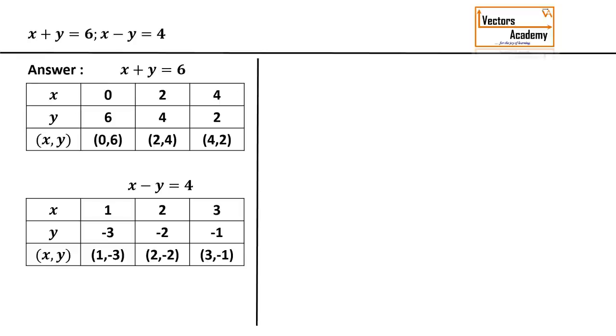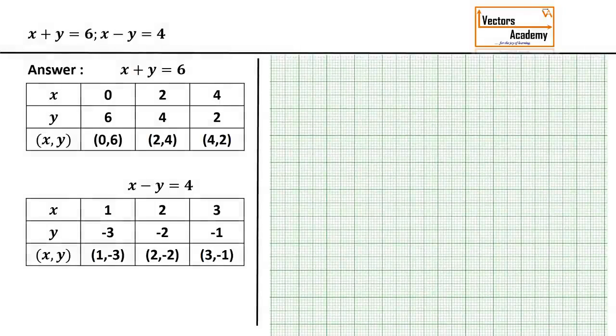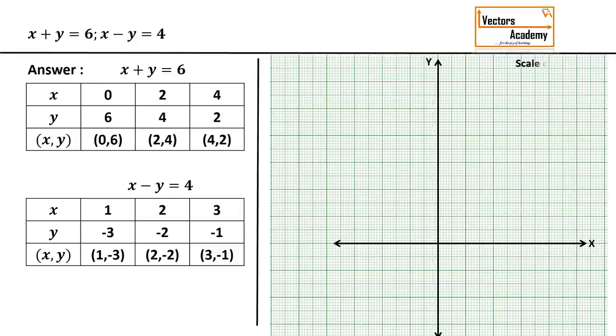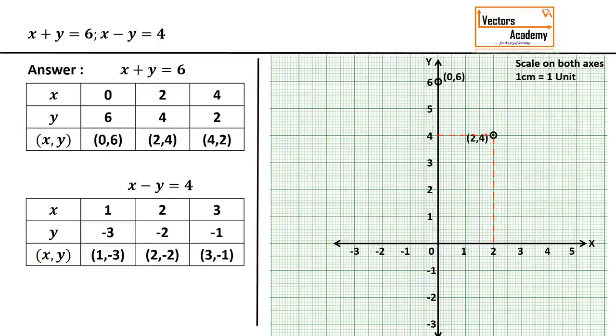Once we have made the table for both the lines, now we can take our graph paper and plot these lines. Now we have the x-axis and the y-axis. The scale on both the axes is usually taken as 1 centimeter as 1 unit. Now for the first line, the first point is (0, 6) which lies on the y-axis. The second point is (2, 4), x coordinate 2, y coordinate 4. The third point (4, 2), x coordinate 4, y coordinate 2.